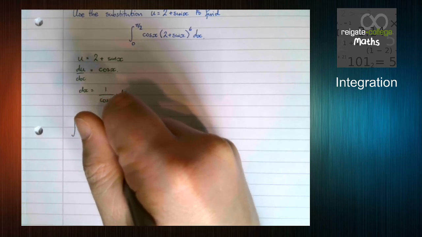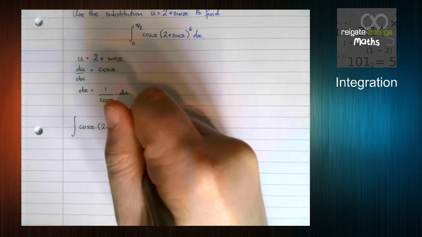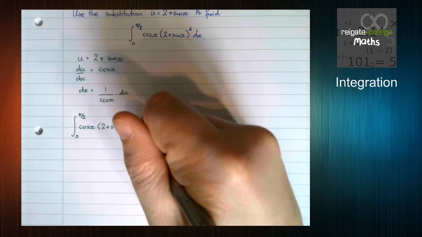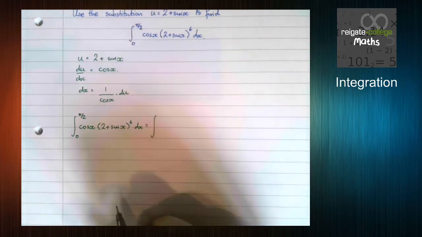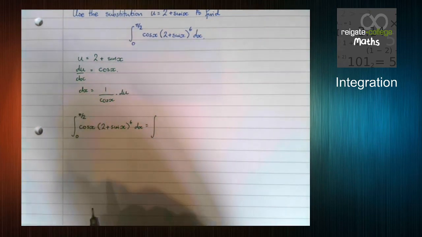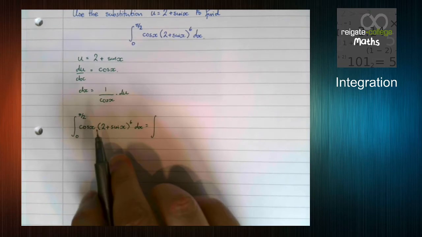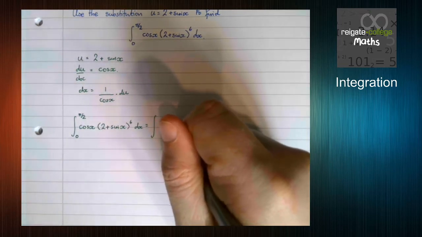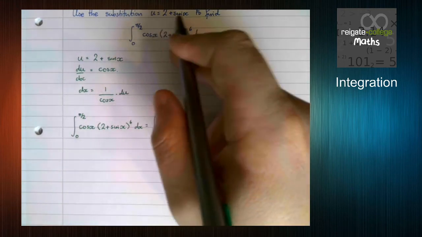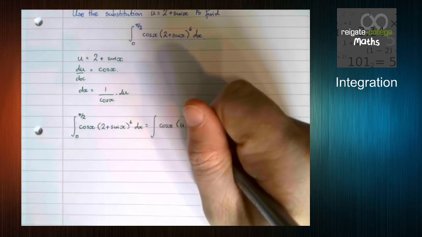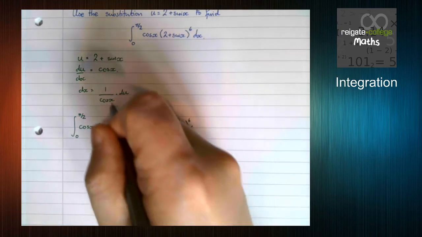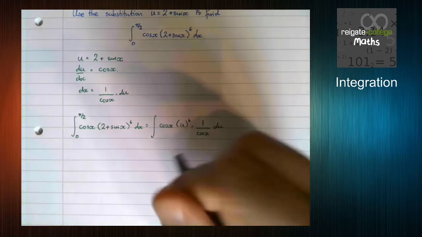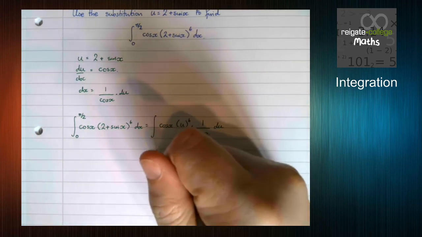So the thing we're trying to find is the integral. Notice how I haven't changed the limits yet. Come back to that. Or I'm not going to write down the limits. So we've got cos x, can't do anything with that. 2 plus sin x, well that was our u. So we've got u to the 6 times dx, which is 1 over cos x du. And we make things cancel out.